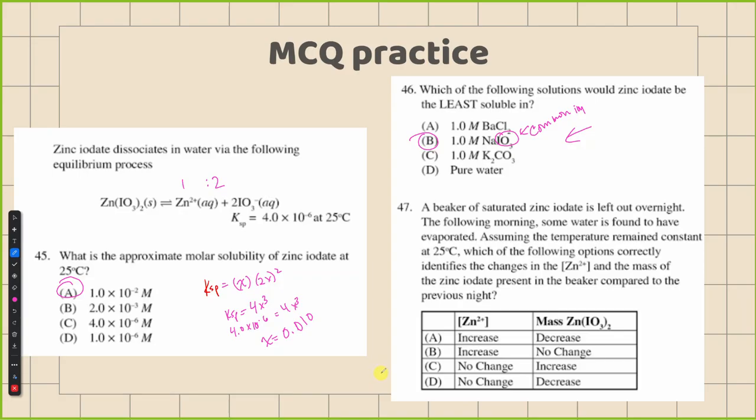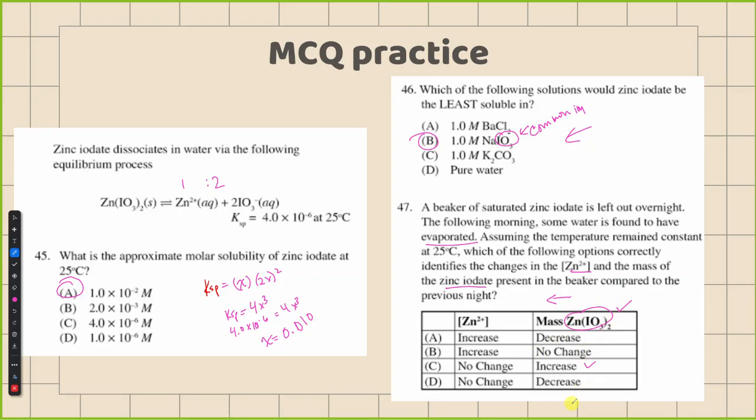A beaker of saturated zinc iodate is left out overnight. We're going to safely assume some of the water has evaporated, assuming the temperature remains constant. Which of the following options correctly identifies the changes in zinc and the mass of the zinc iodate present in the beaker? So if some of it evaporates, that means you have less volume per particles, so it's going to shift left. If it shifts left, then this mass should increase.